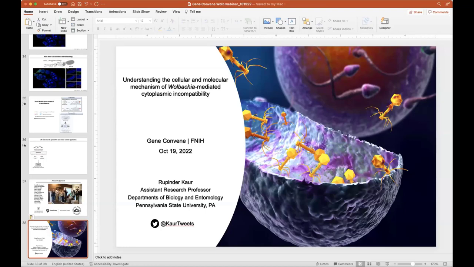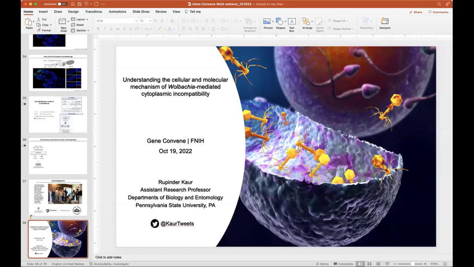Yeah, we get this question a lot. We are not testing that in our lab system, but there is evidence that, I think there's only one paper where they checked CIFs with the SINV virus. I'm not really sure, so don't take my word on that. But they checked only against one virus replication, and they found that CIFs are not impacting the virus replication. So it's really concentrated on the CI mechanism, not the virus pathogen blocking phenotype.